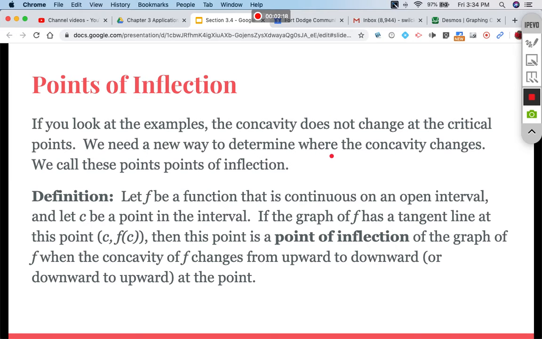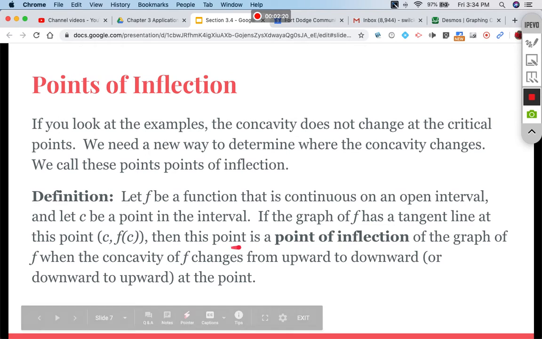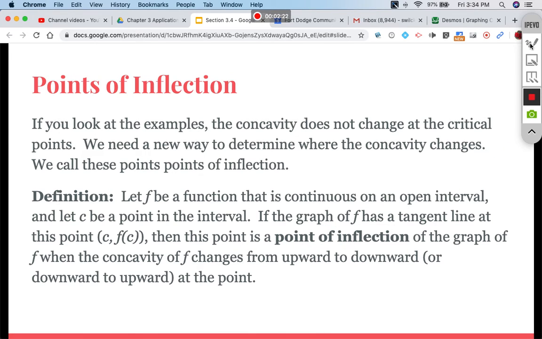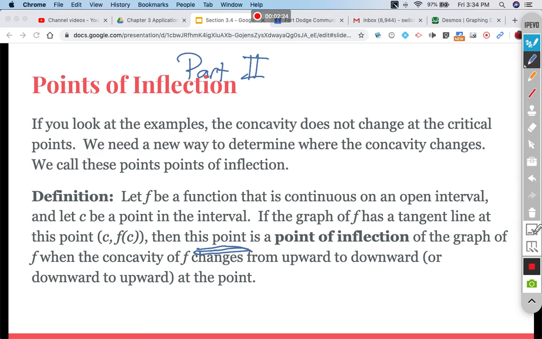Let's go back to this again. The more important thing is the point of inflection. It's a point of inflection if the concavity changes. So we are looking for places. A point of inflection, by definition, is a point where the concavity changes.